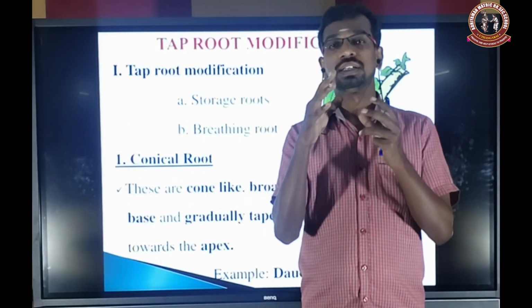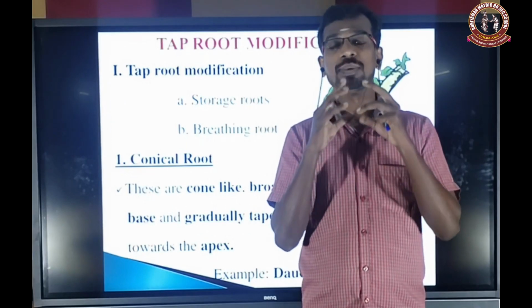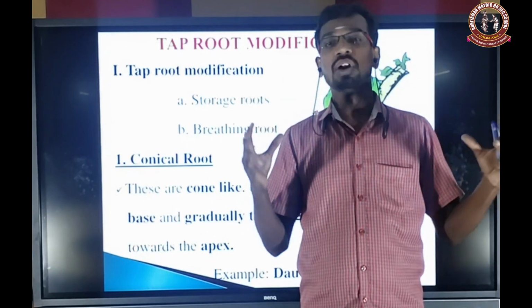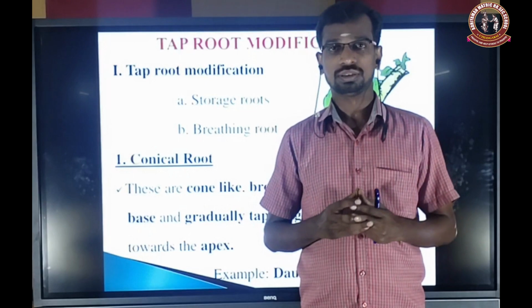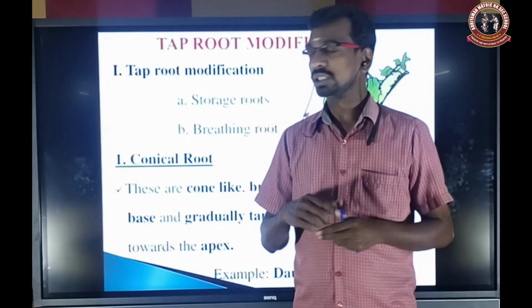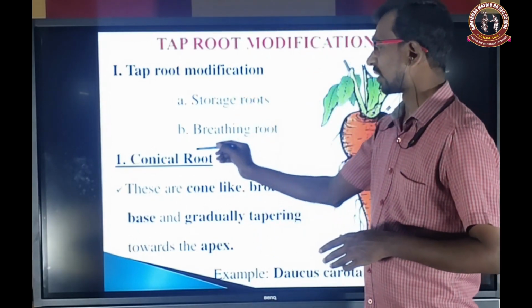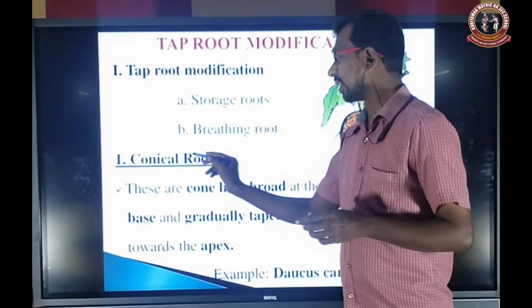Storage roots store food material, so they are modified in structure. In the storage root, first we are going to see the conical root.